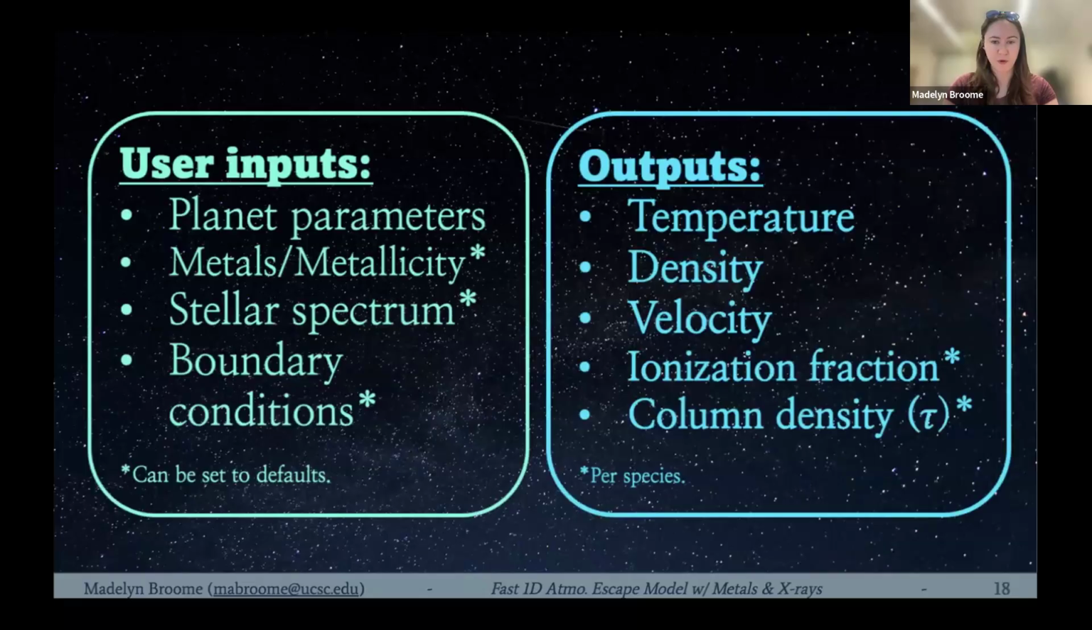So what can we put into our model and what do we get out? We have the ability to control our planet parameters: mass, radius, semi-major axis, stellar mass, stellar luminosity, the metals and the metallicity in the atmosphere of the planet, the input stellar spectrum. Most of the ones you're going to see today are scaled solar spectra just for ease, because it's a little difficult to get fully reconstructed X-ray spectra, and the boundary conditions of our inputs. And what you get out is a temperature, density, velocity, ionization fraction, and column density, which is a proxy for optical depth, as a function of radius.